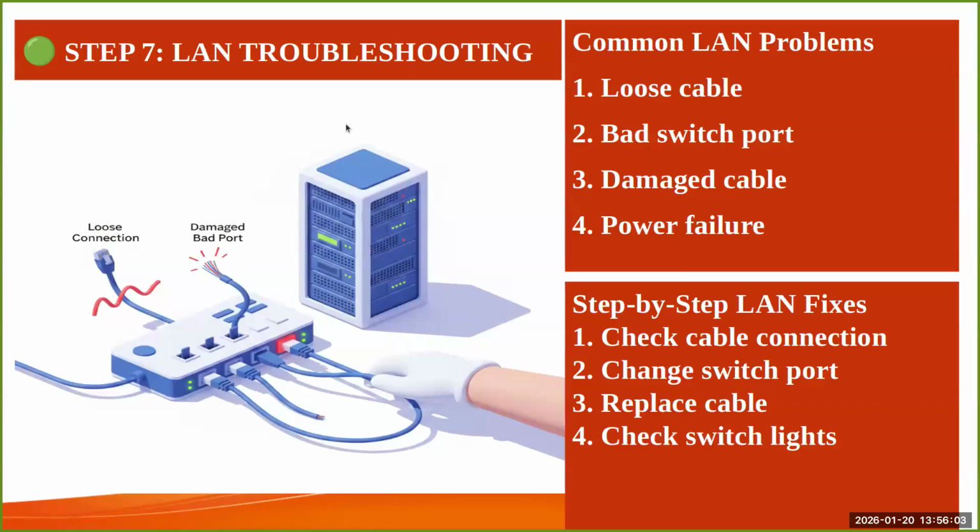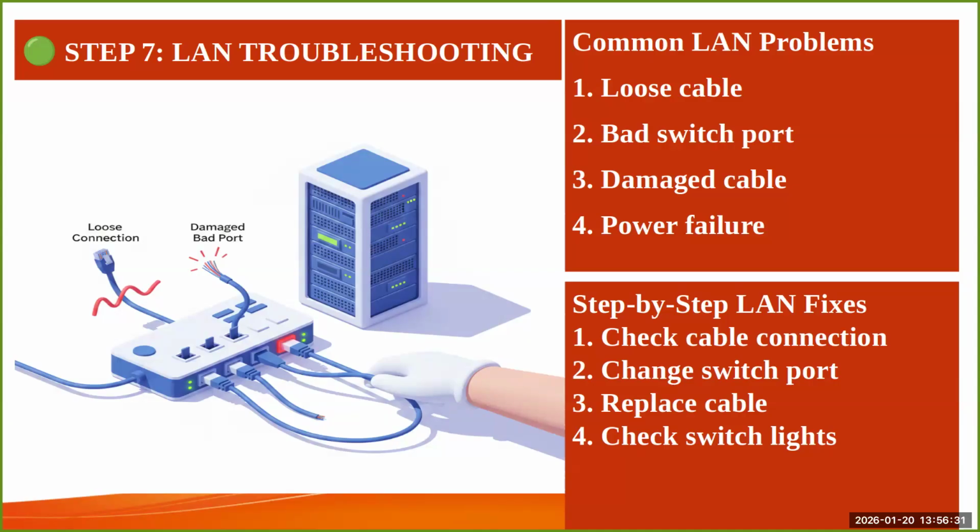So LAN troubleshooting. If it is LAN, what do you do? What are the common problems? You have loose cables, a bad switch port, a damaged cable, or a power failure. And take note, I keep saying, if you are writing CBT, make sure you are running your devices on an inverter, the router and the server. Very important, they are on an inverter.